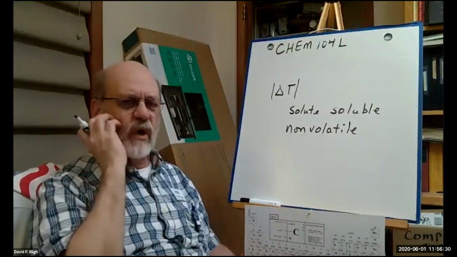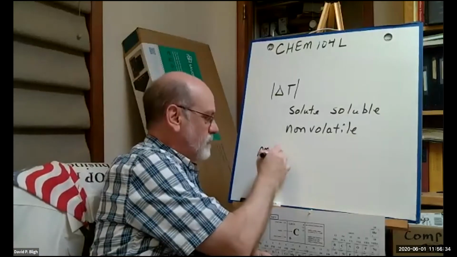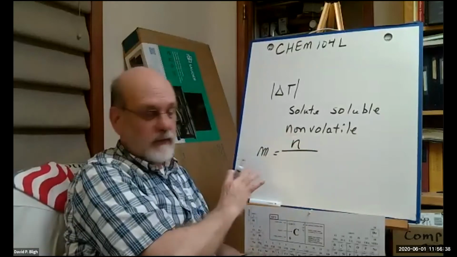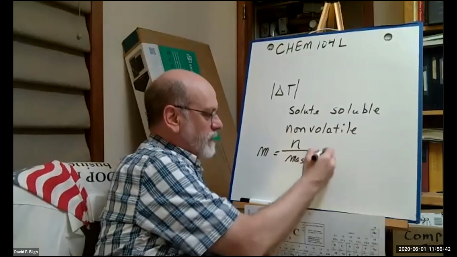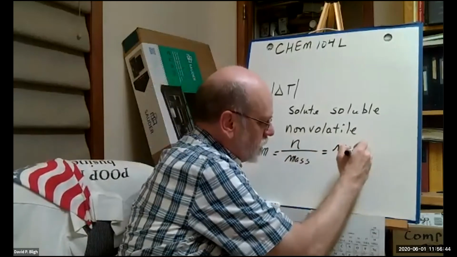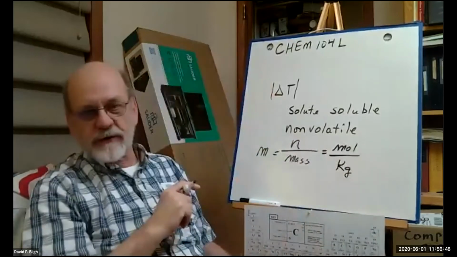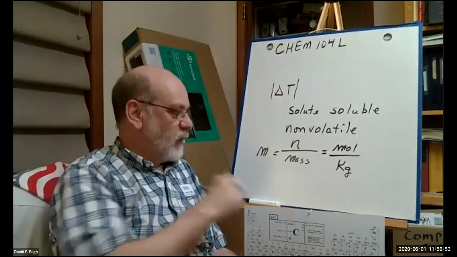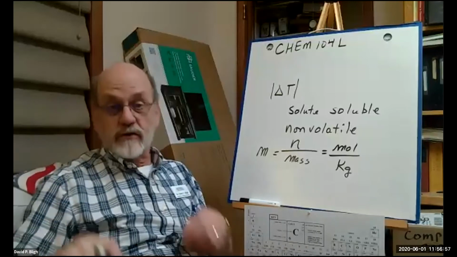What's the definition of molality, right? You remember molality? It is the number of moles, and there's my abbreviation for moles, per unit mass. So we have moles per kilogram. Moles of solute per kilogram of solvent. Now, why did we choose kilogram? Why was kilogram chosen?